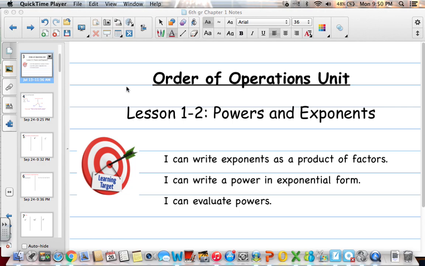You don't need to write the learning targets down, but the learning targets are being able to write exponents as a product of factors, being able to write a power in exponential form, and being able to evaluate powers.